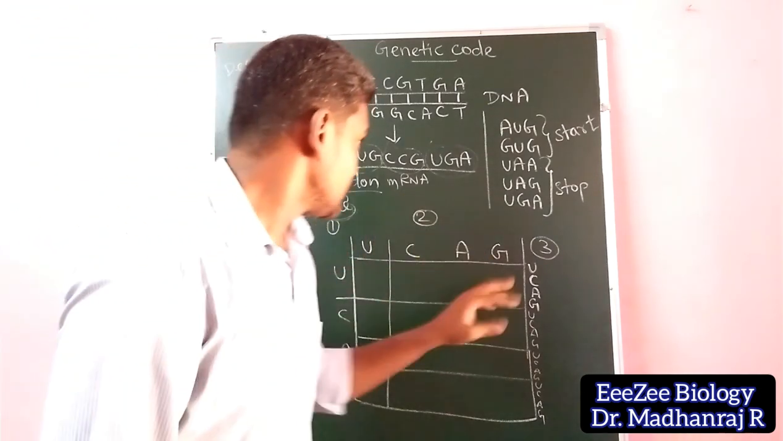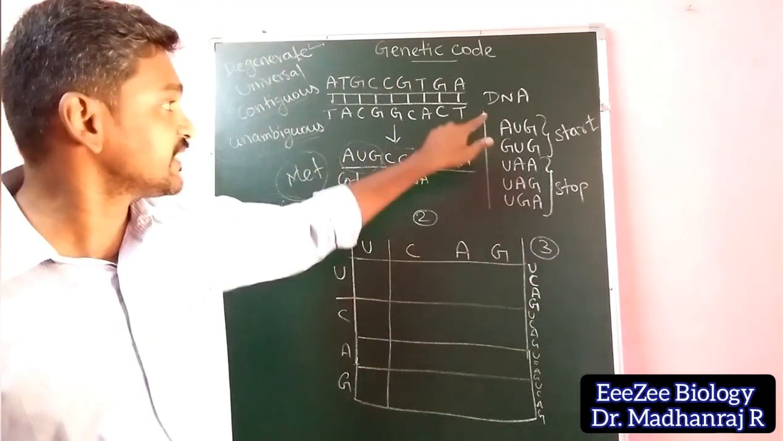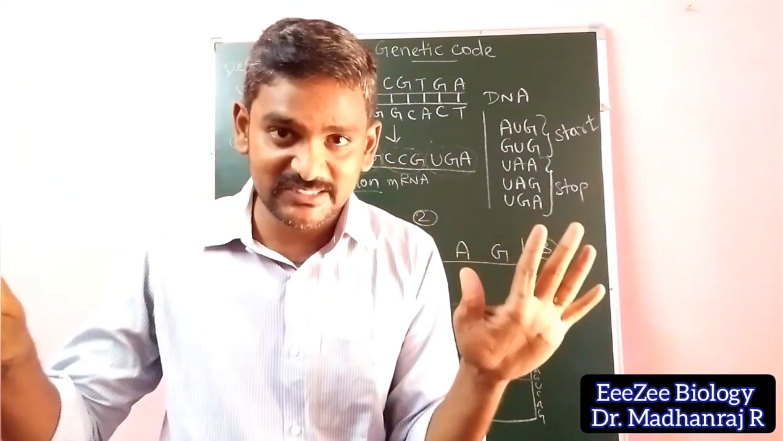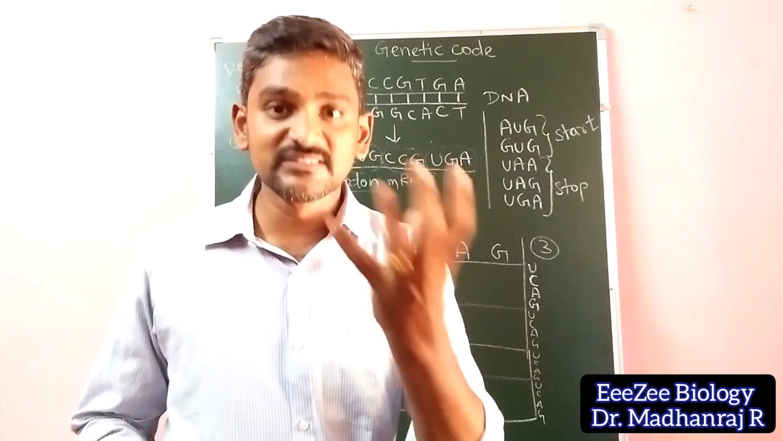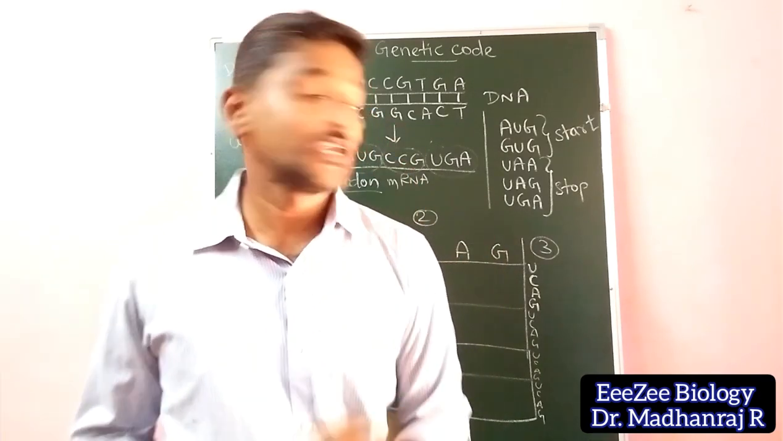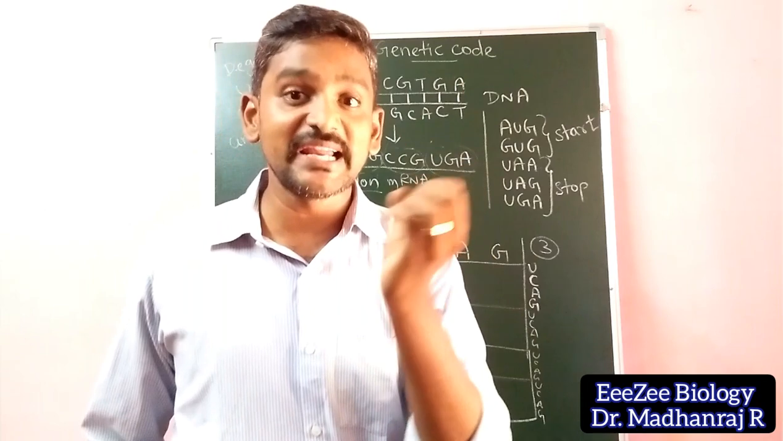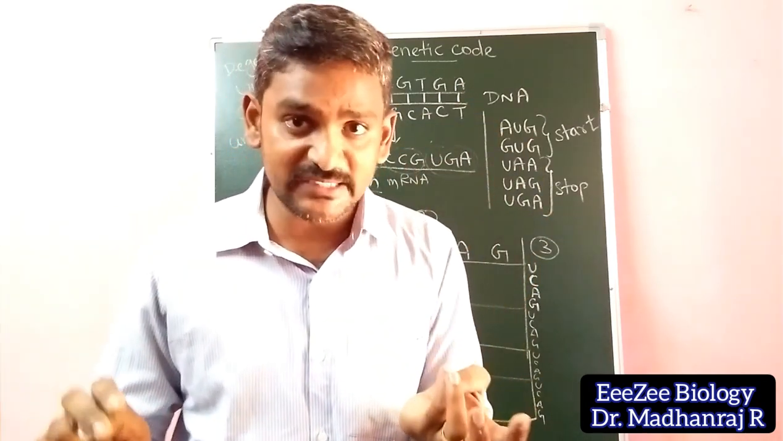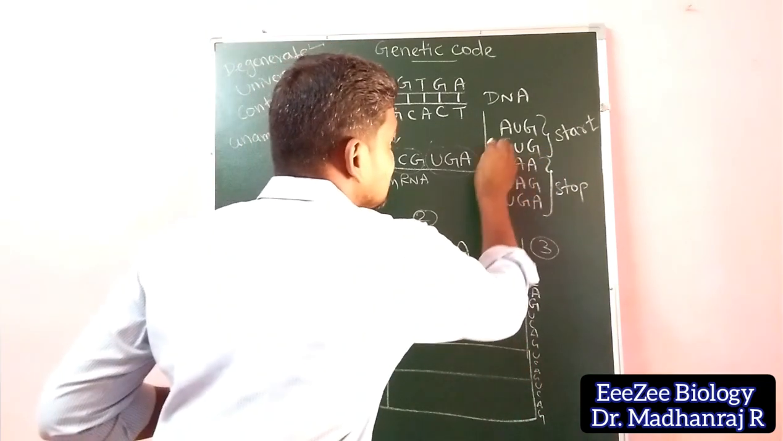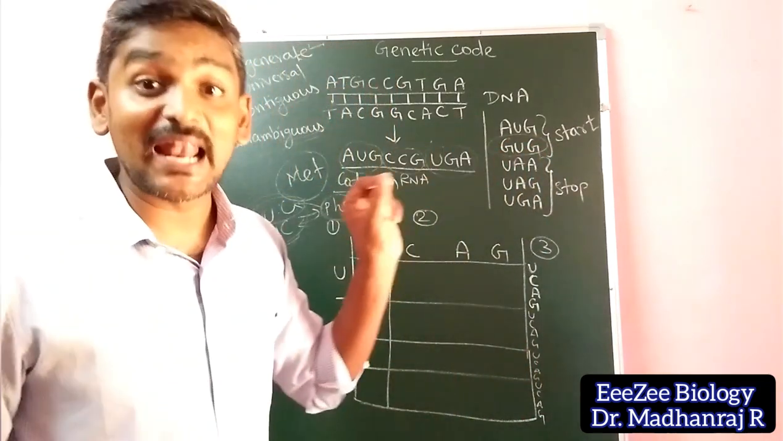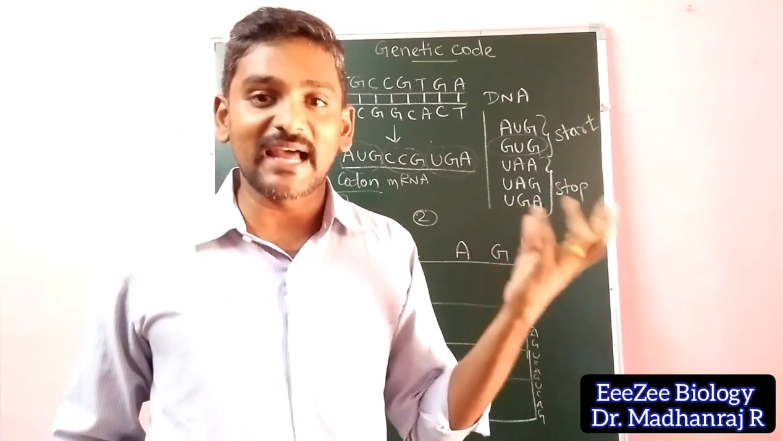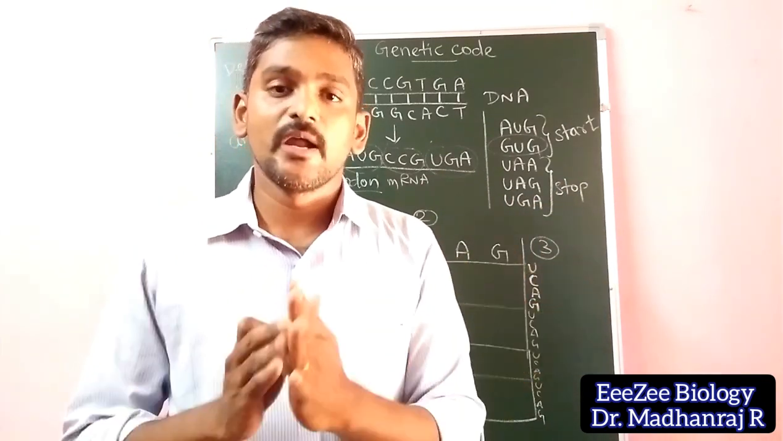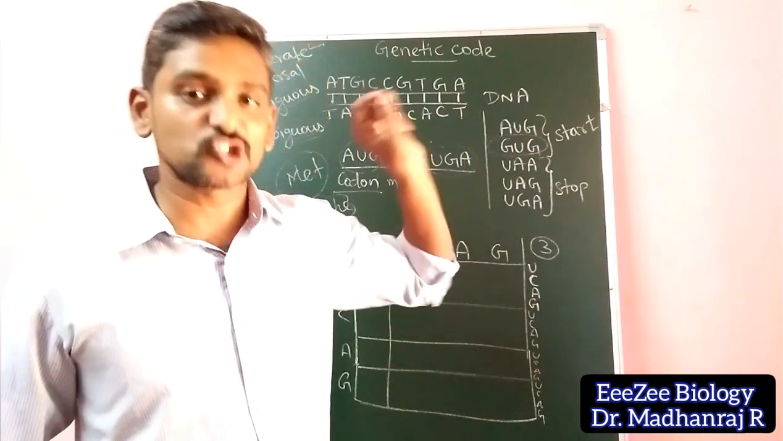Next, another important thing you have to remember is AUG. AUG is the start codon in all organisms. Whenever a protein is synthesized, the first codon will be AUG. It is the initiator codon. In some rare cases in prokaryotic organisms, you can find GUG, which codes for valine, acting as the initiator codon. In most cases, AUG is the start codon.